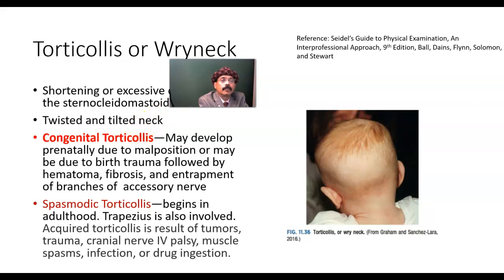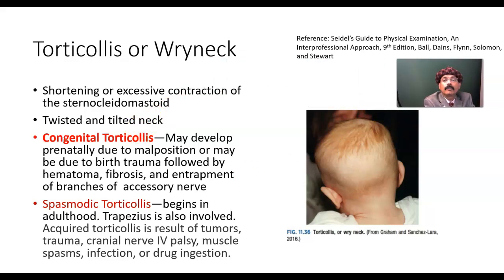So we'll get some clinical anatomy about the sternocleidomastoid muscle. What is torticollis or wryneck? It is shortening or excessive contraction of the sternocleidomastoid muscle. It may be congenital, or it may be acquired. We call it spasmodic torticollis. There is a twisted and tilted neck in torticollis.